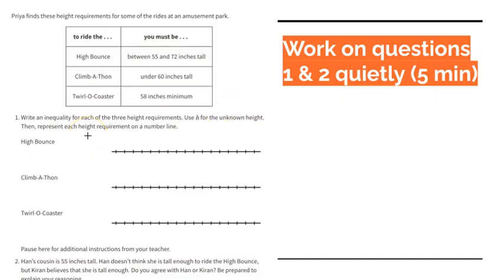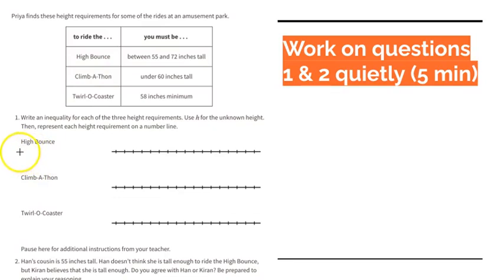All right, let's do a little thinking here. What about if I did something like this? We've got Priya finds height measurements for some rides at an amusement park. For the High Bounce, you have to be between 55 and 72 inches. For the Climathon, you have to be under 60 inches. And the Twirlo Coaster must be at least 58 inches. So what's that going to look like for the inequality for each of these?